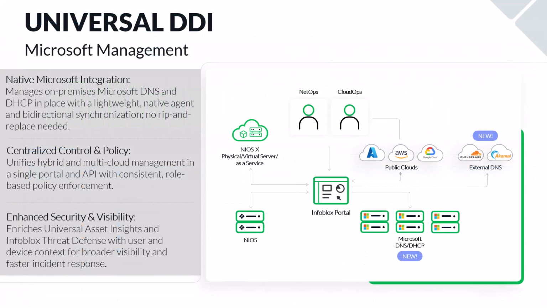Infoblox Universal DDI for Microsoft Management delivers more than an integration. It extends Universal DDI to Microsoft DNS and DHCP with a lightweight native agent, bidirectional synchronization, and role-based administration. You gain centralized cloud-native control and visibility while coexisting with current infrastructure, reducing risk and enabling modernization at your pace.